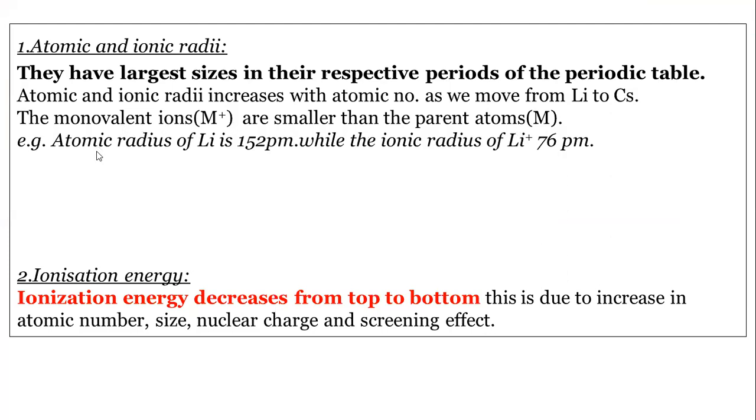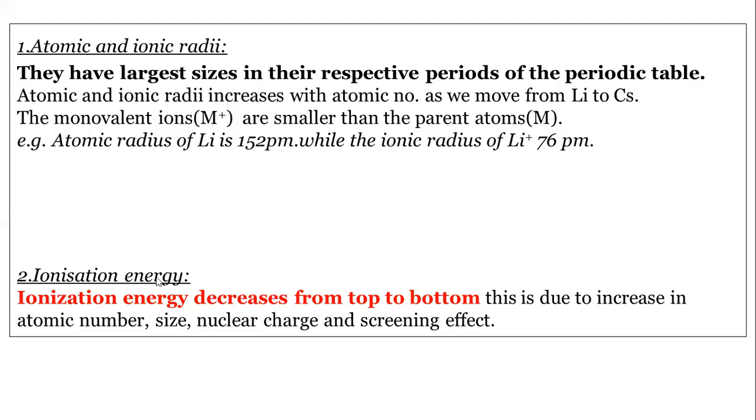See, one example is given here. Atomic size of lithium is 152 picometer. And what about the Li plus? It is 76, means it is almost half. Lithium plus is almost half because one electron is removed. So this is about the atomic and ionic radii from top to bottom.